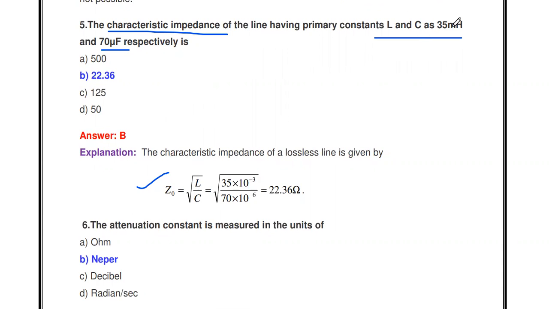What is L here? 35 millihenry, so 35 into 10 to the power minus 3, divided by the capacitor, 70 microfarad, so 70 into 10 to the power minus 6. If you solve it, we will get the answer 22.36 ohms. This question is a 2-mark problem: we have to find the characteristic impedance, and the given data is L and C.